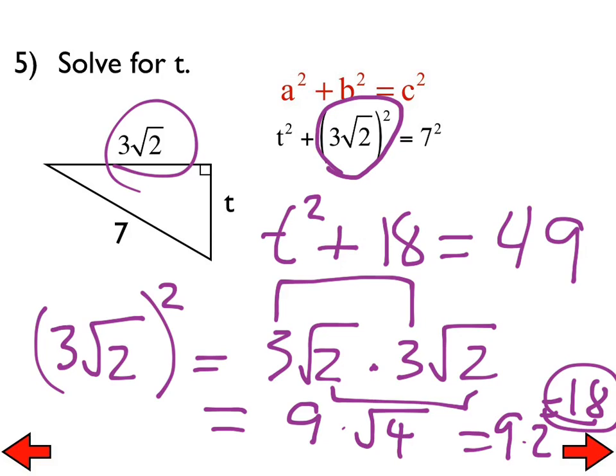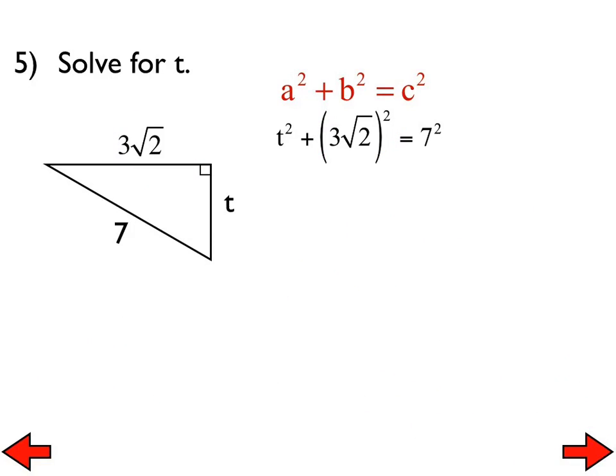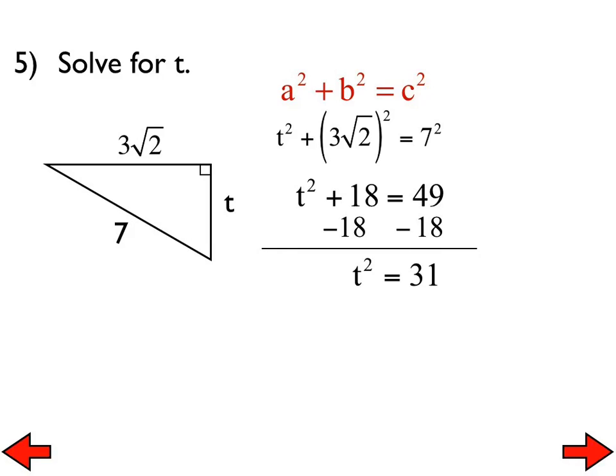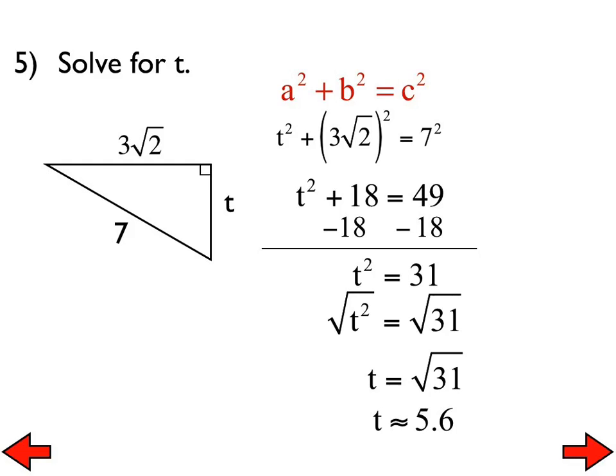And then from there, we would subtract 18 from both sides and take the square root of both sides. Square root of 31 cannot be simplified, but to the nearest tenth is approximately 5.6. So any questions on 1 through 5? And yes, we do need to know how to do it even when sides of a triangle have a root in them. Okay, so that's the Pythagorean theorem.